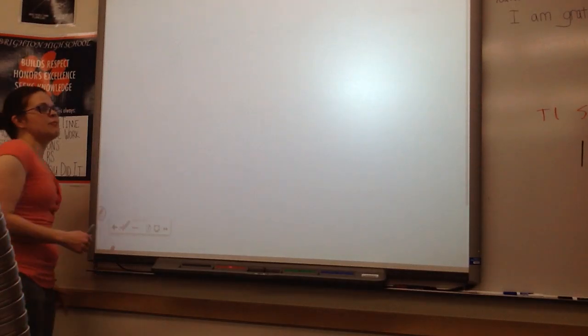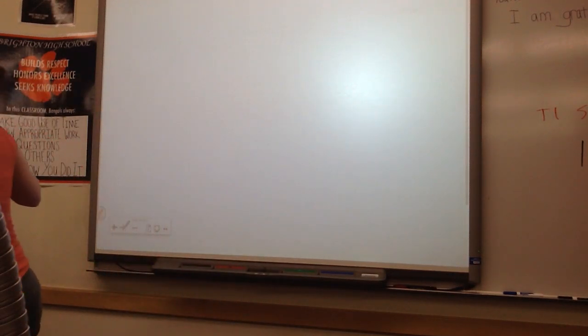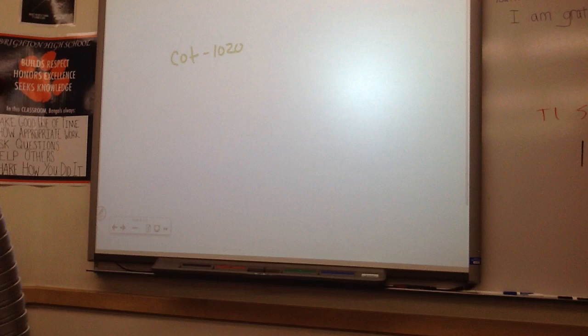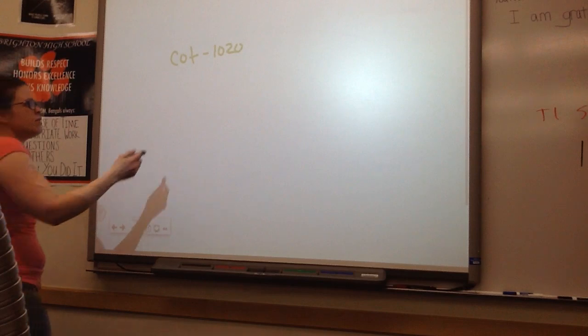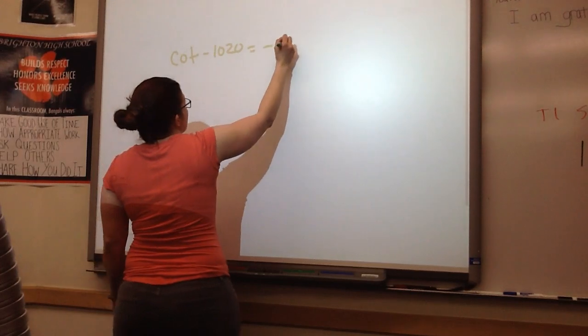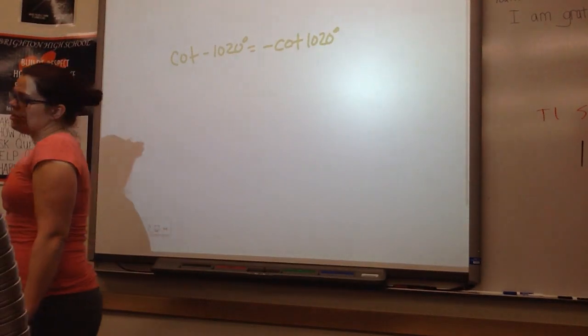Okay. So if I give you the cotangent of negative 1020. So first of all, we're rewriting it with our even and odd identities. Okay. So the cotangent of negative 1020, is cotangent even or odd? Odd. Odd, right? So that means that this is the opposite of the cotangent of 1020. I suppose I should put my degree sign.